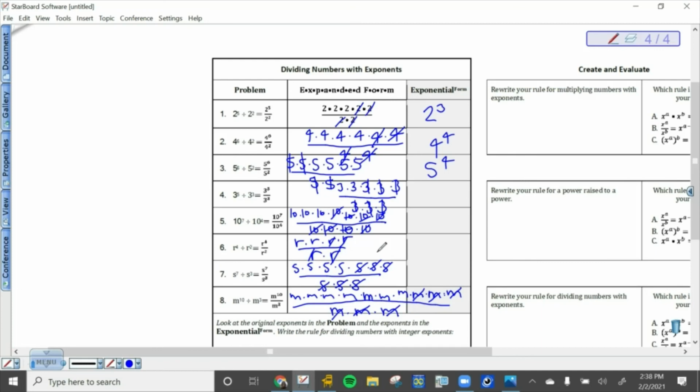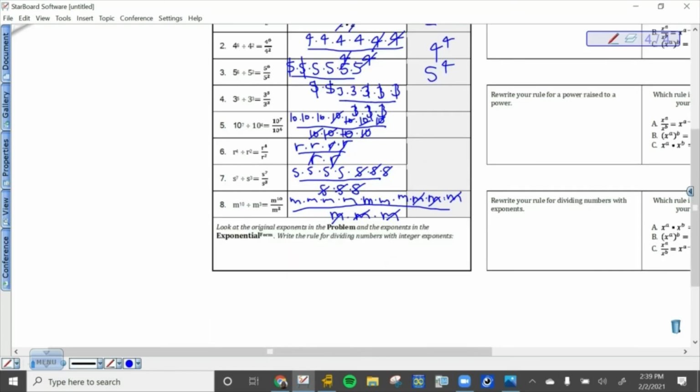So when I'm dividing with exponents, I need to subtract the exponents. That's my rule. Subtract.